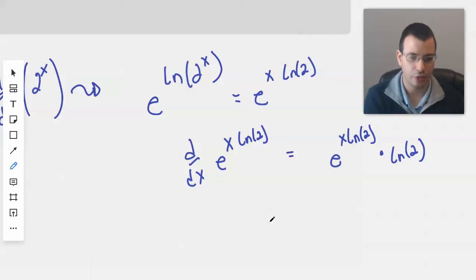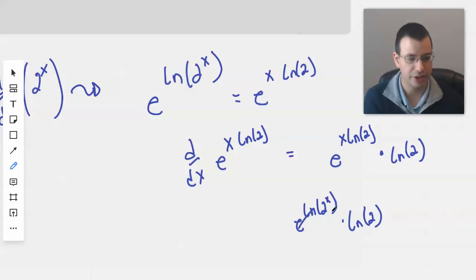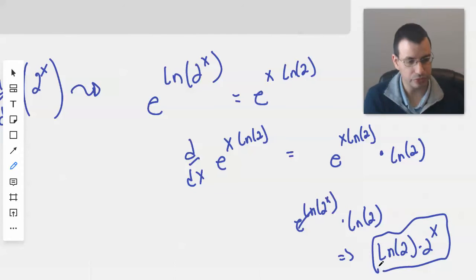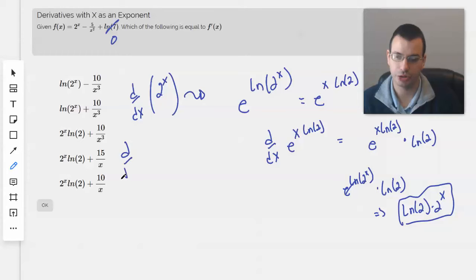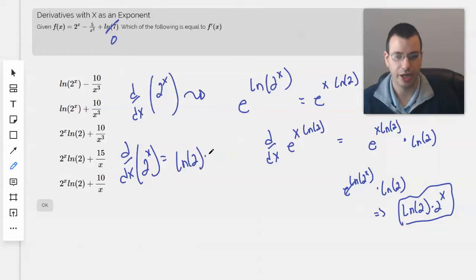So then we will rewrite this again as e to the natural log of 2 to the x times natural log of 2. This cancels, and we're left with natural log of 2 times 2 to the x. And so right here, the derivative with respect to x of 2 to the x equals natural log of 2 times 2 to the x. That's that portion right there.